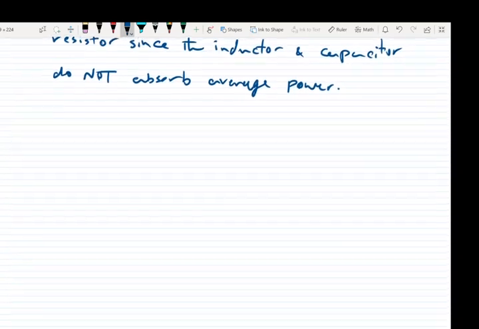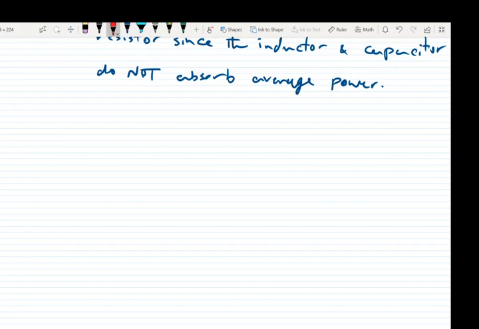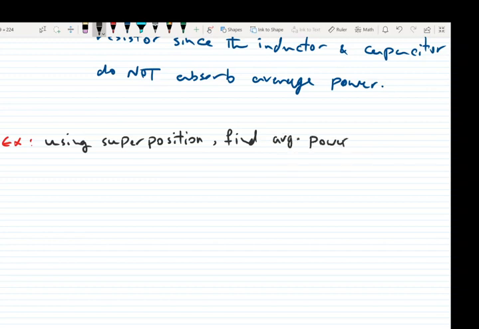The next example, let's assume we have this circuit and it says: using superposition, find the average power delivered to the 20 ohm load.